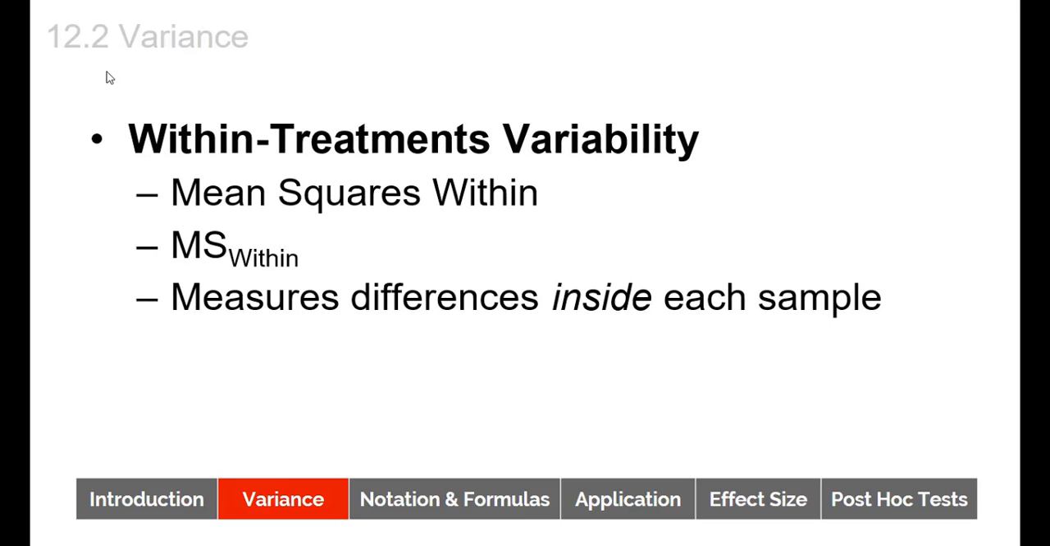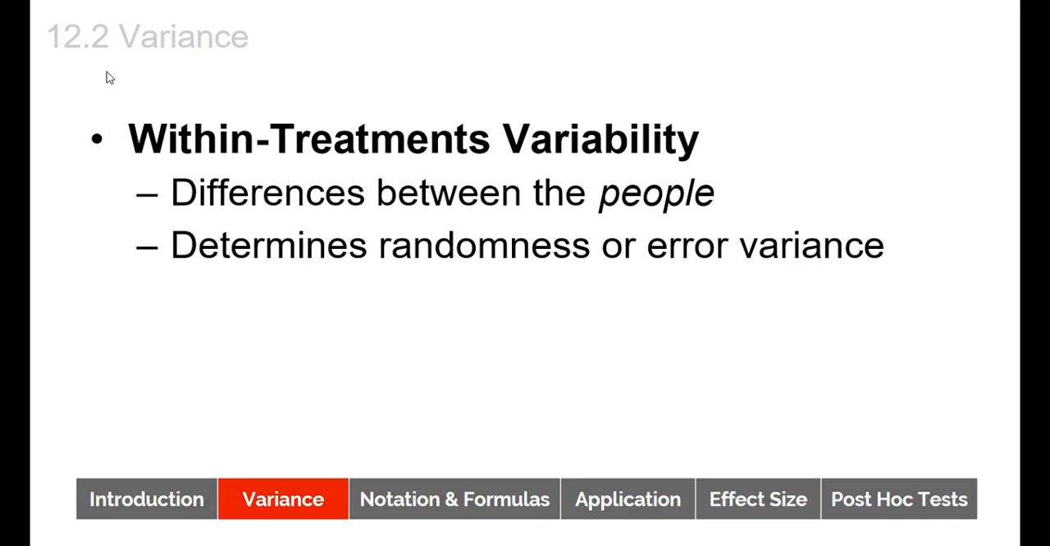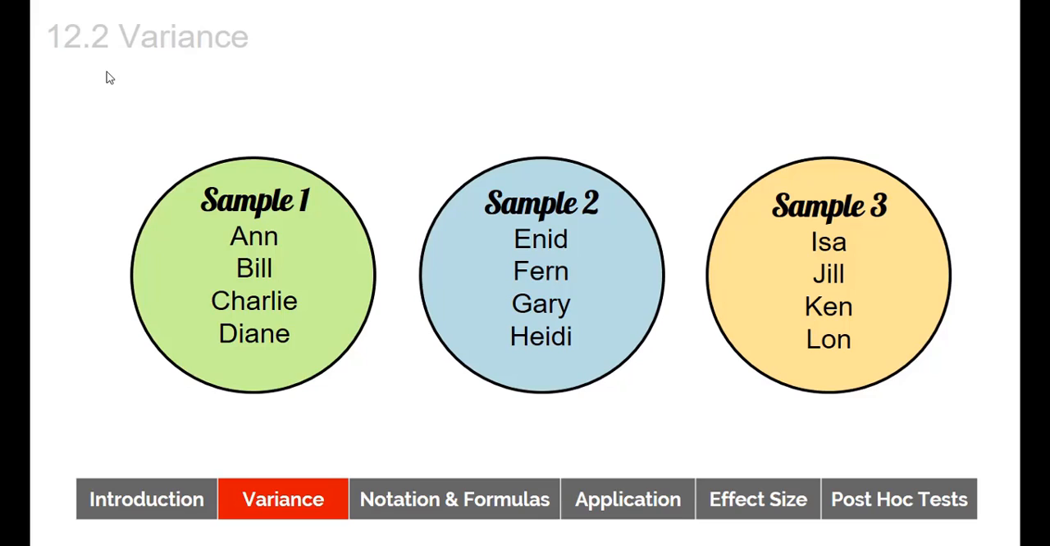Within treatments variability, we're going to call this mean squares within, and it looks like this, MS with the subscript within. And it measures differences that are inside each sample. So this within difference variability is really the difference between the people in the sample. And it really determines the randomness or the error variance because people come to a situation differently, but everybody in, for example, group A is getting the same treatment. So whatever variability is between those scores doesn't have to do with the treatment, it has to do with the people in the study.